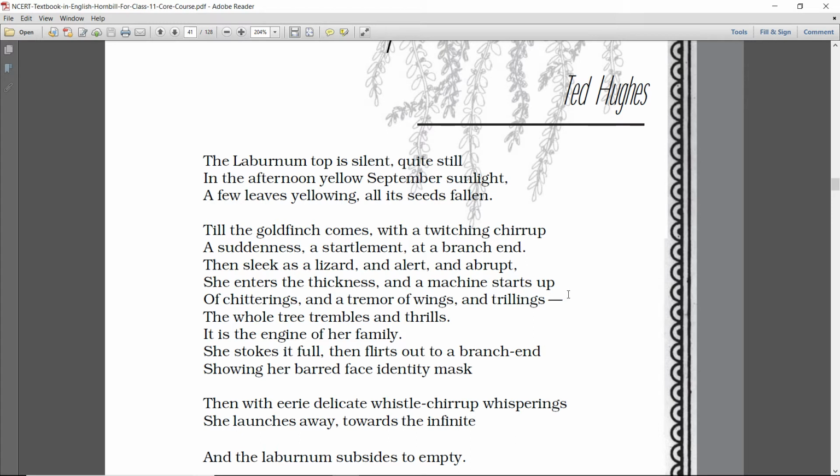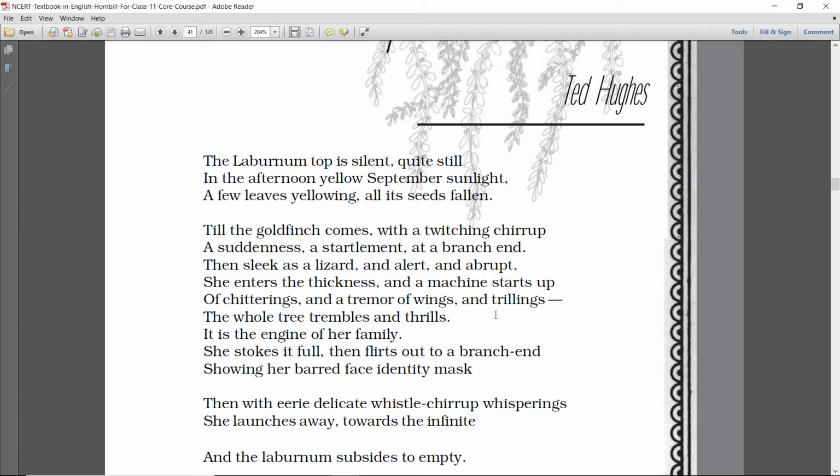The entire tree starts shaking. Why? Because now the bird was inside its nest, and the nest was probably full of babies. Here the poet is describing that the moment the bird went inside the thickness, he could hear a lot of chitterings. Again, chitterings are sounds made by the birds, and a tremor of wings. The babies of the goldfinch started flapping their wings with the arrival of their mother. They were happy. They started screaming. They started singing. Again, trillings are the sharp sound made by the birds.